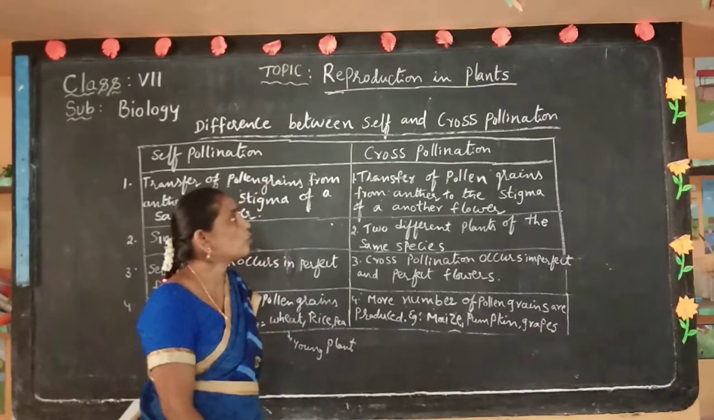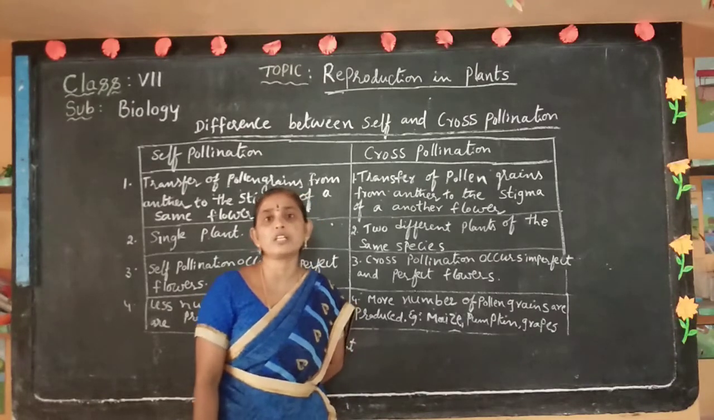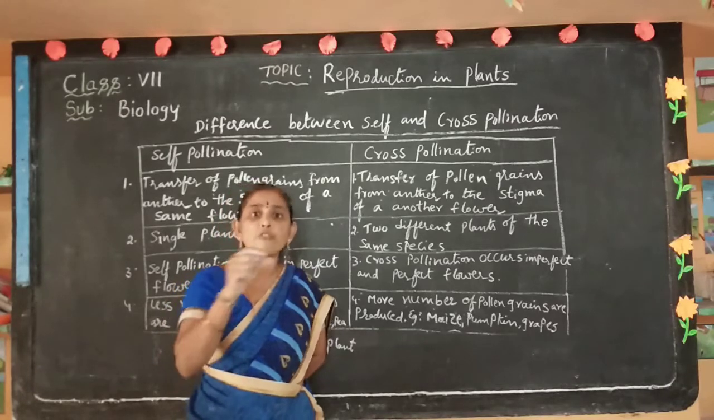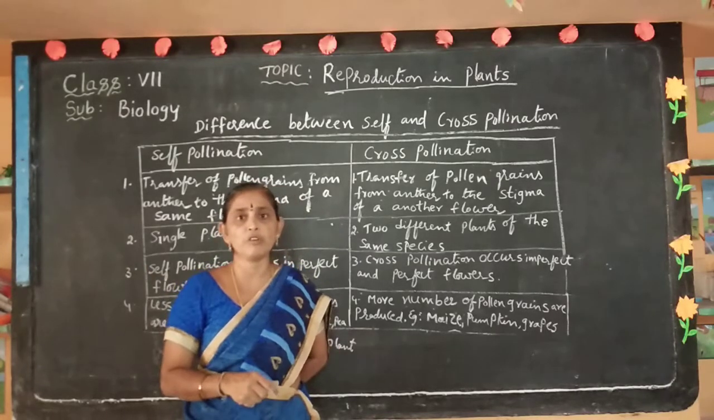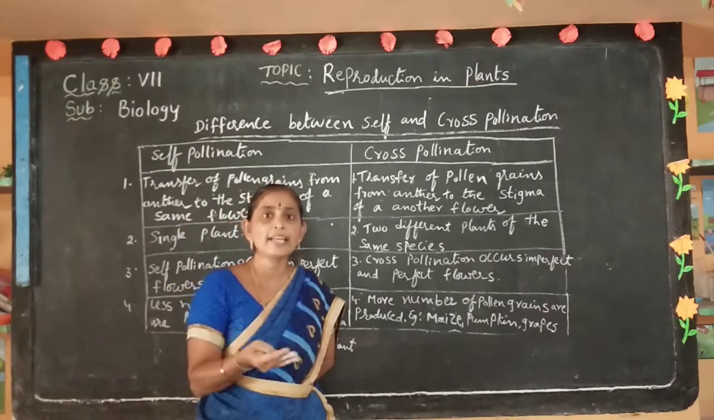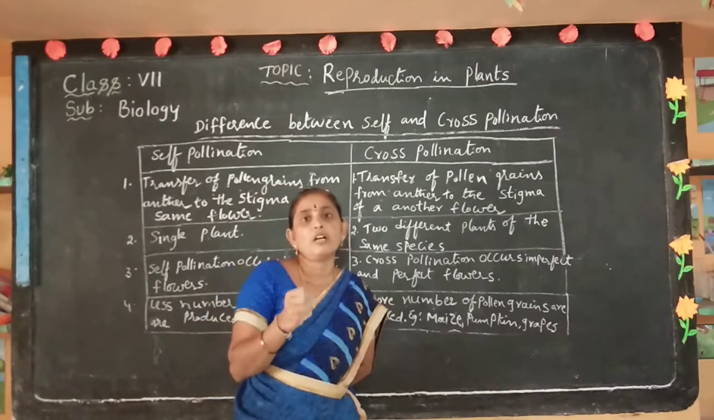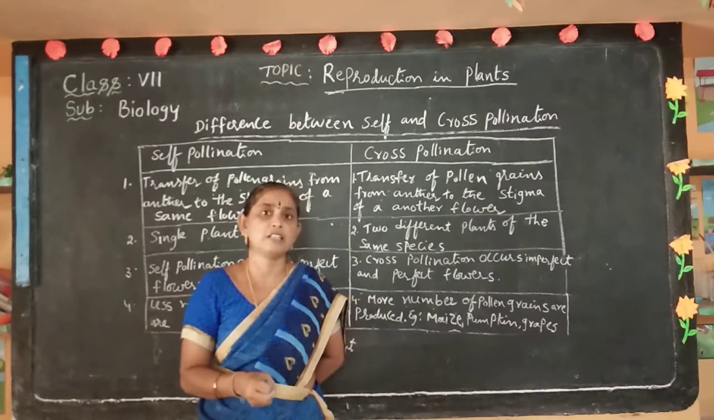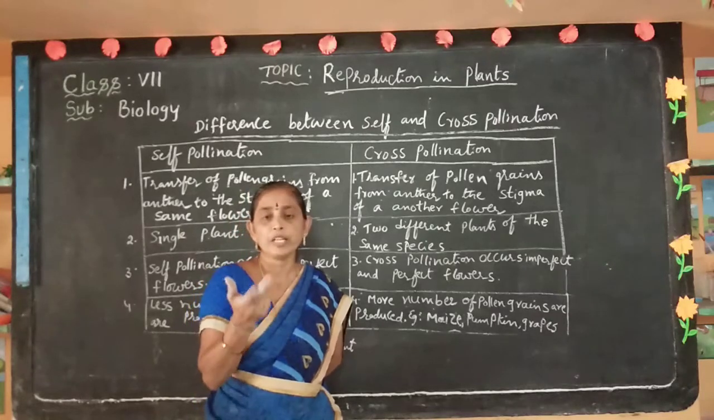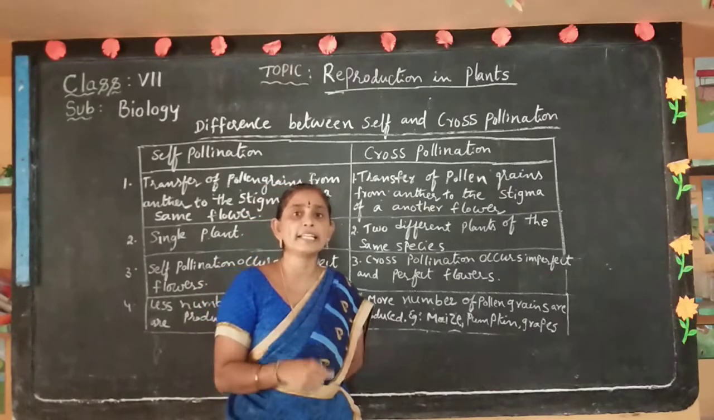Now, we will discuss the agents of pollination. Some agents are required for transferring the pollen grains from one flower to another flower. For example, birds, insects, water, wind, animals. These five types are called pollinatory agents. Birds, insects, air, water and wind are called pollinatory agents.